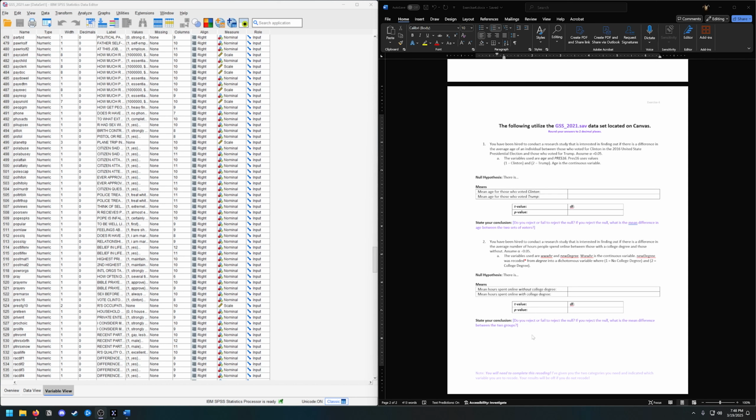So, you have a little bogus scenario that I've given you, right? So you're looking at if there's a difference in the average age of people who voted for Hillary Clinton in the 2016 election and the average age of people who voted for Donald Trump in the 2016 election. I've told you to assume an alpha, that's what this little squiggly A is, of 0.05.